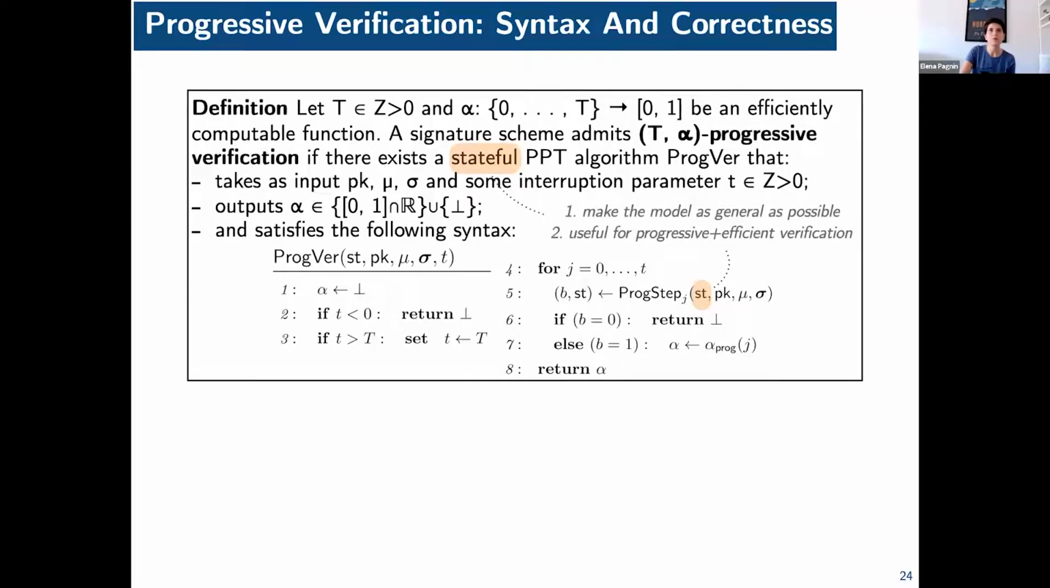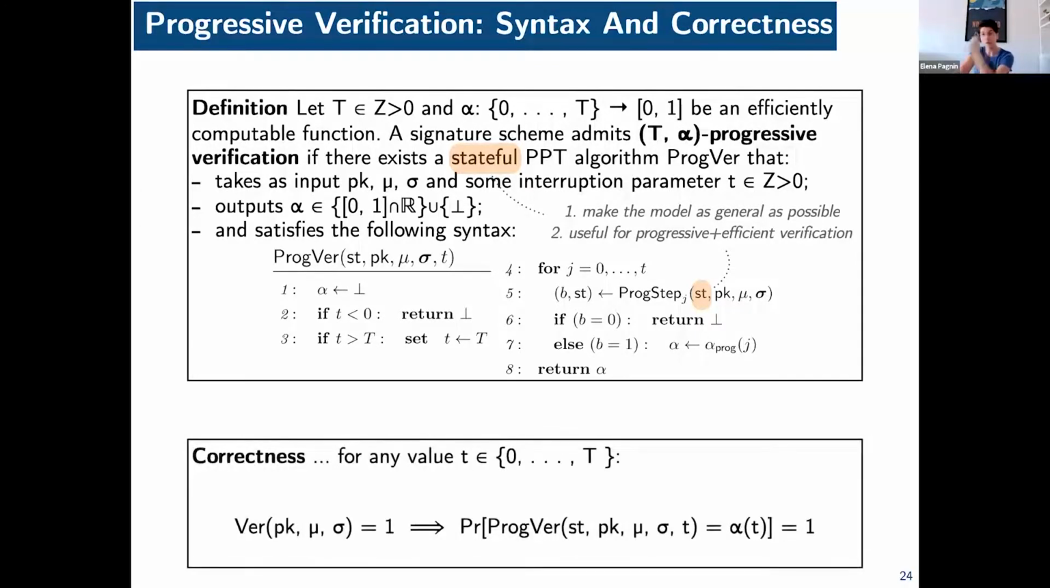And it's important that this progressive verification is stateful, because we will update the state and carry on. We make the model as general as possible, having the state. So of course you can make it stateless if you replace the state with empty, which was done by other people before, but having it there makes it possible for us to combine both progressive and efficient verification, as I will show you in a second.